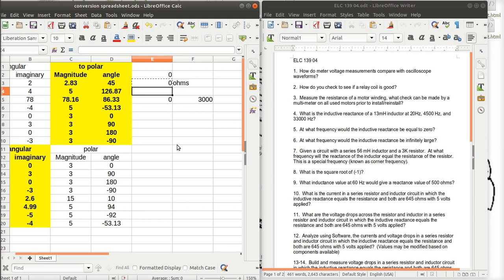So, what about 15? Way too small. What about 3600? We're getting there. What about 40,000? Oh, I went over. So somewhere between 3600 and 4000 is where you'll get an answer. There is a frequency such that the inductive reactance of the inductor equals the resistance given. And this is a special frequency known as the corner frequency.